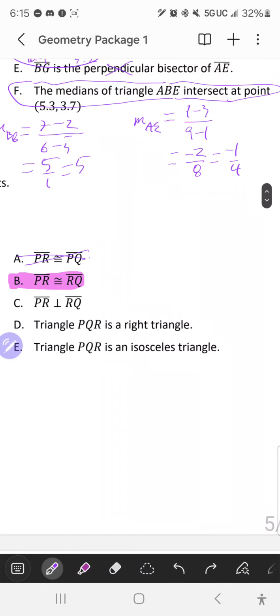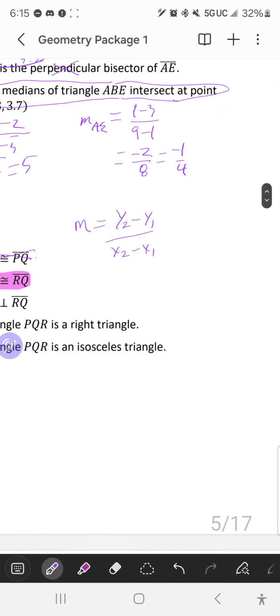So the slope of PR, I'm just going to call it M. Just in case, the formula for the slope is y2 minus y1 over x2 minus x1.